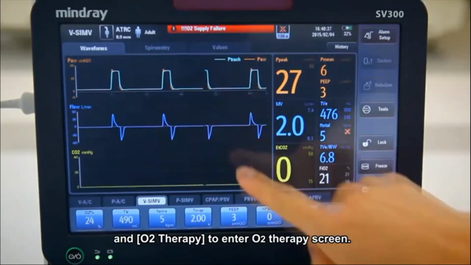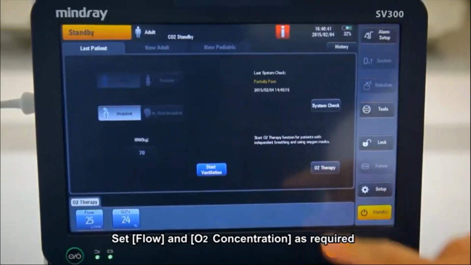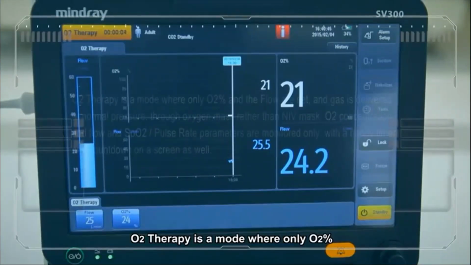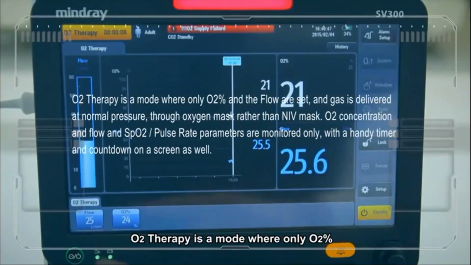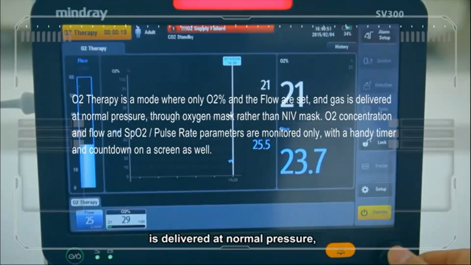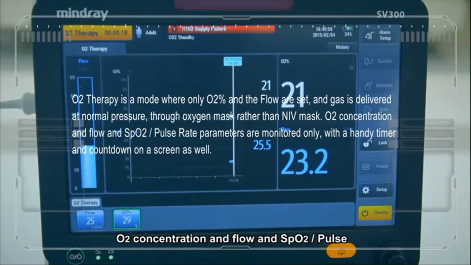O2 therapy. Select the standby and O2 therapy to enter O2 therapy screen. Set flow and O2 concentration as required. O2 therapy is a mode where only O2% and the flow are set, and gas is delivered at normal pressure through oxygen mask rather than NIV mask.